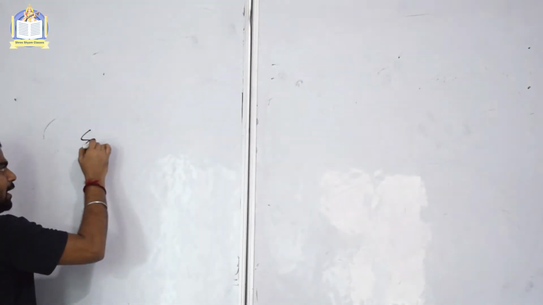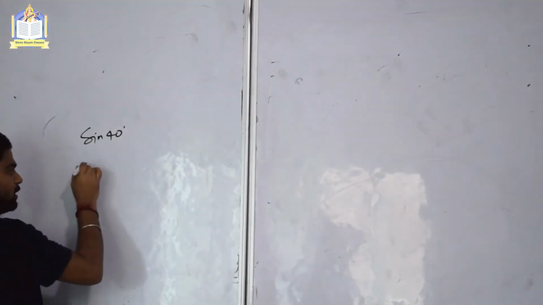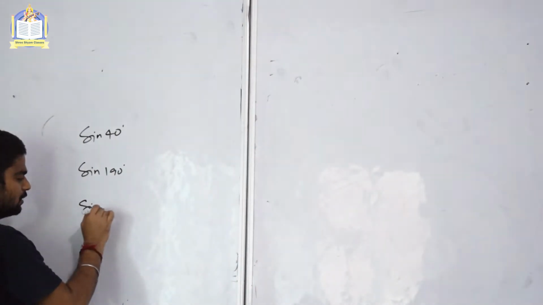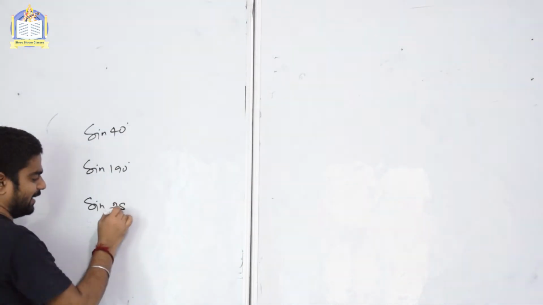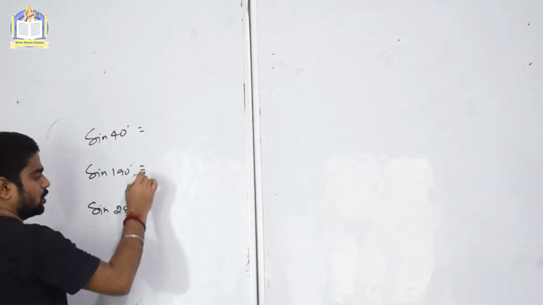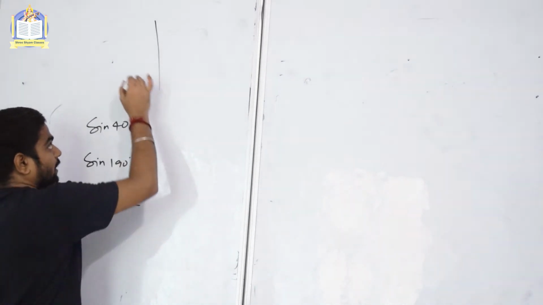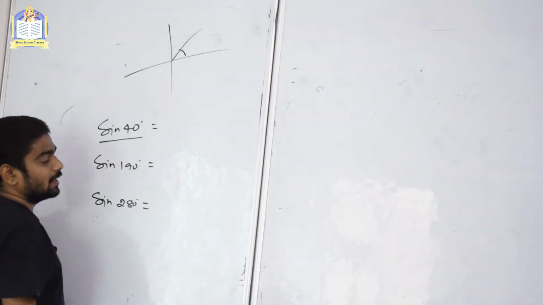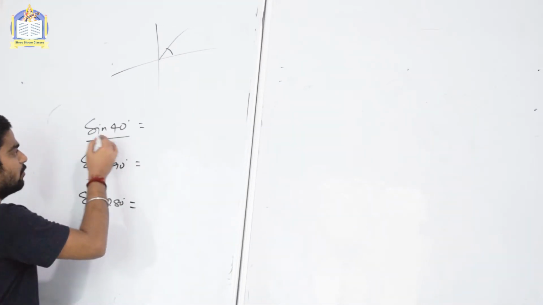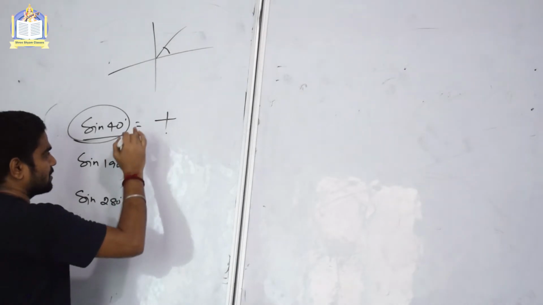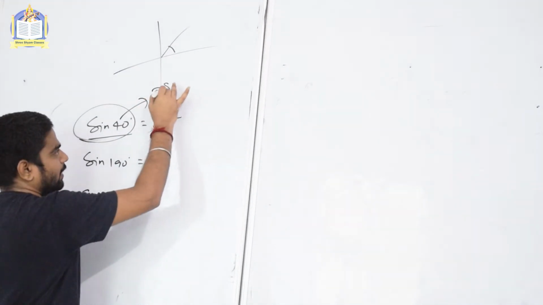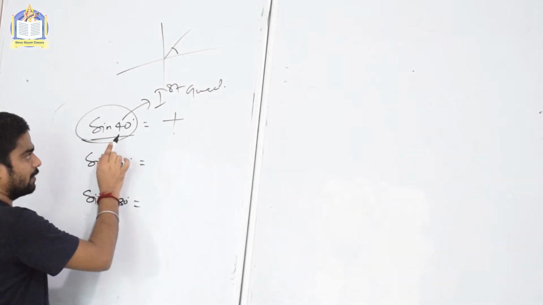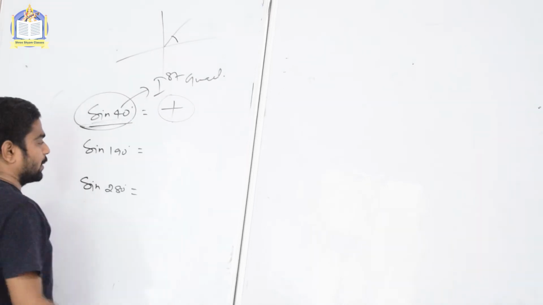So if you are given the values of sin 40 degree, sin 190 degree, sin 280 degree, okay? Definitely 40 degree will be in the first quadrant. This is 40 degree, and we know that in the first quadrant sin theta is positive. So the value of sin 40 degree will be positive, because this 40 degree is in the first quadrant.